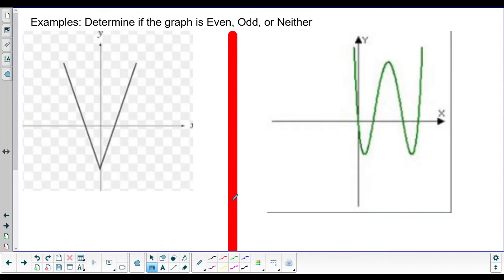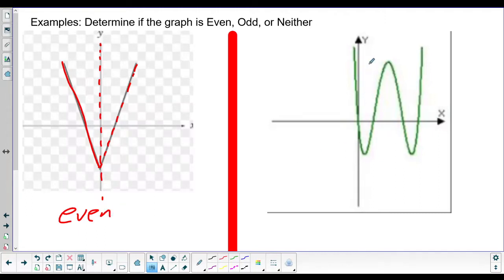All right. So if we look at this graph here, if we flip it or mirror it on the y-axis, this is going to land exactly on top of this. So this one is pretty obviously even.